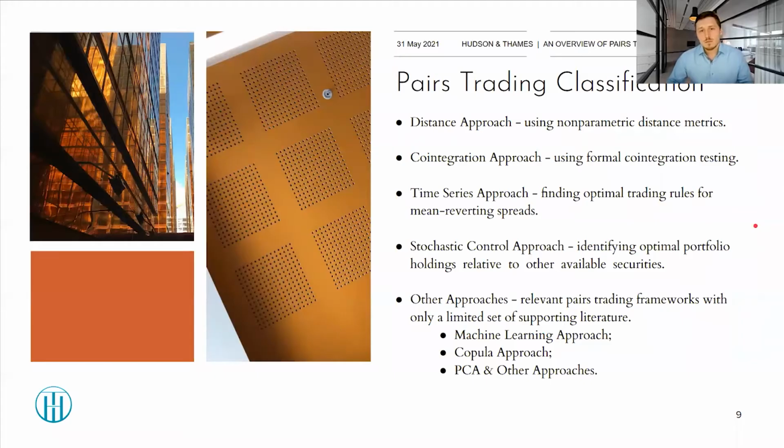Now, how can pairs trading strategies be classified with respect to the nature of the strategy itself? First, there would be a distance approach. The main idea is that we're using simple non-parametric distance metrics, and then some simple set of rules to generate trading signals. An example of this would be taking squared distances of normalized prices, as in the paper by Gatev, and then applying some simple thresholds of divergence of these normalized prices to generate the trading signals.